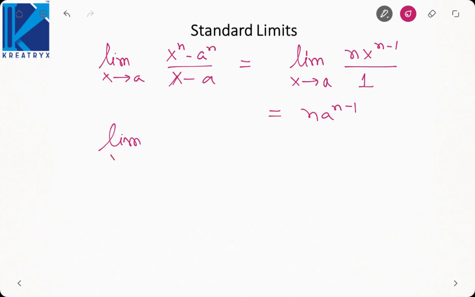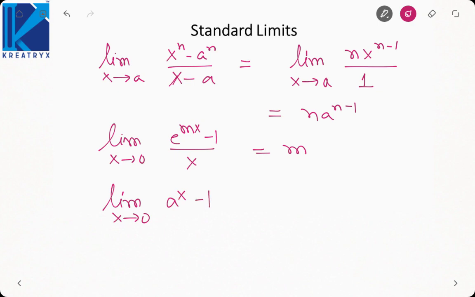Similarly, limit x tending to 0 of (e raised to the power mx minus 1) by x. Again it is a 0 by 0 form, so you will apply the same rule and get the value m. Then limit x tending to 0 of (a raised to the power x minus 1) over x. Again it is a 0 by 0 form, because if you raise a to the power 0, it will be 1, 1 minus 1 will be 0, and the denominator is already 0. So it becomes log e base a.